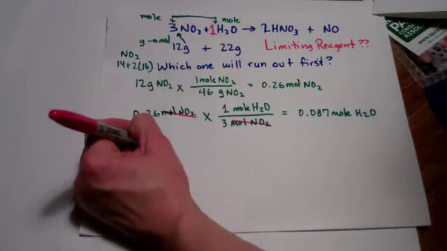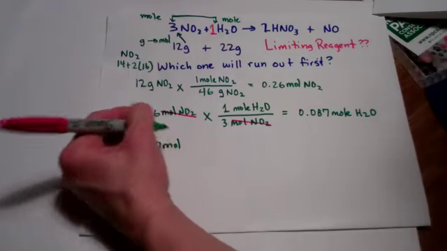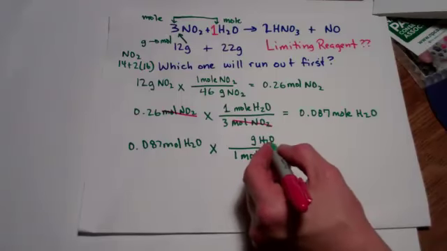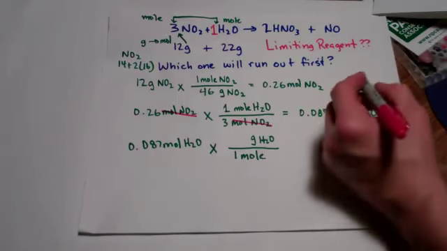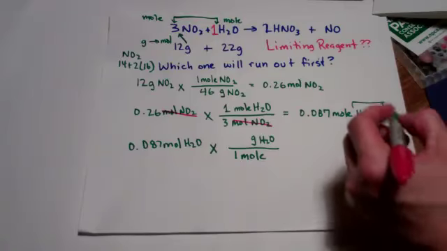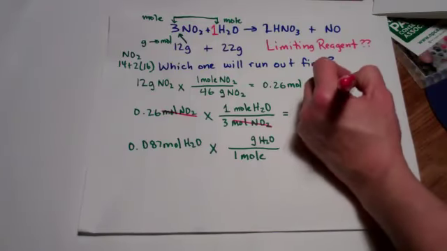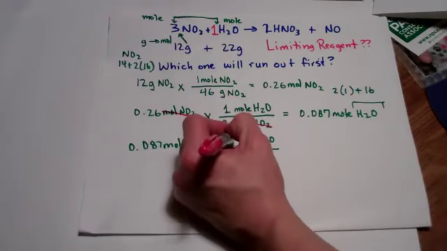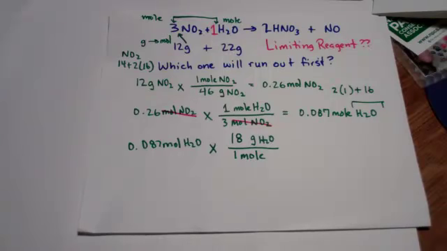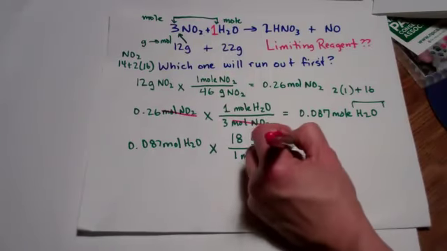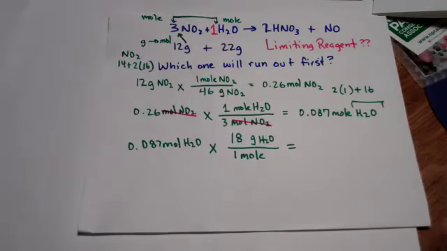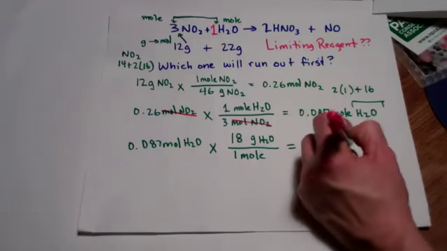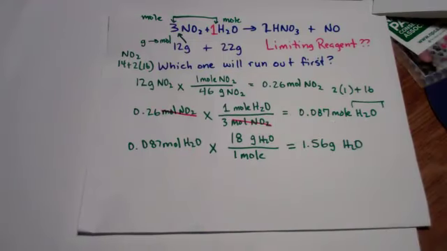So we would have 0.087 moles of water. We need to convert this into grams of water, and we know we need the formula weight to do this conversion. Our formula weight of our water molecule is going to be 1 times 2 plus the 16, which is equivalent to 18 grams per mole. So we can see that if we've got 12 grams of our NO2 gas, we're going to need at least 1.56 grams of water to react with that.